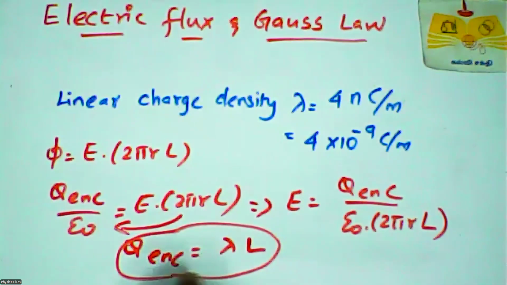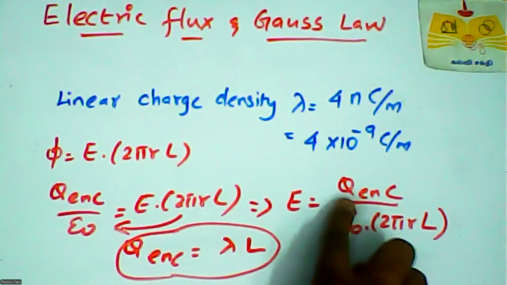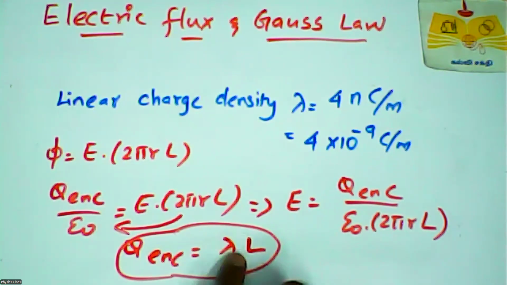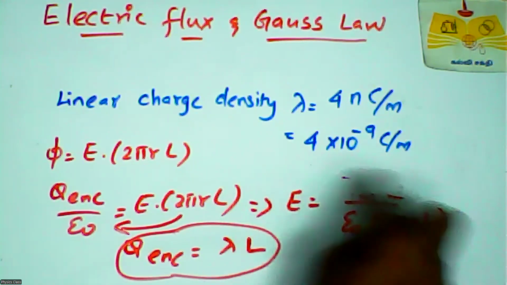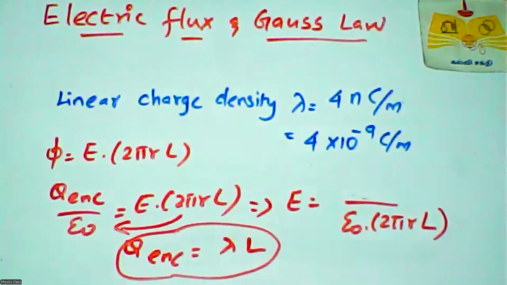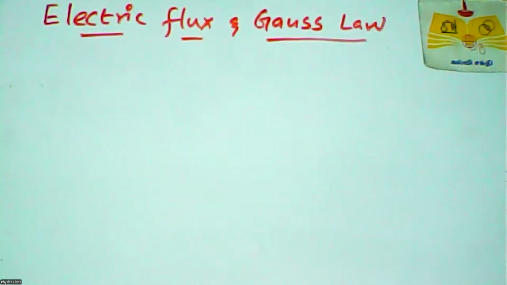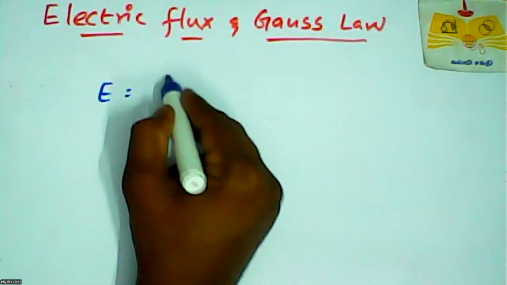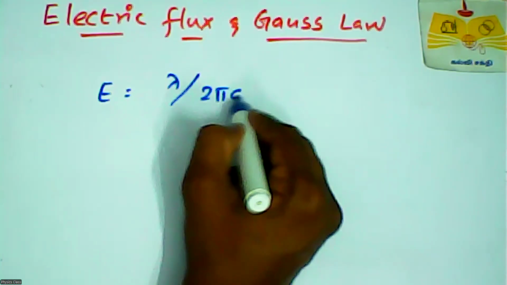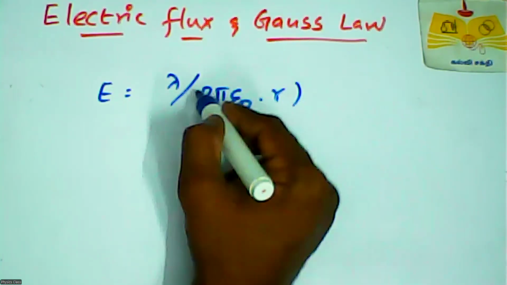So here Q enclosed, we can replace in terms of lambda into L. And we can cancel out the L. So E is equal to lambda by 2 pi R epsilon naught. Sorry, E is equal to lambda by 2 pi epsilon naught into R.